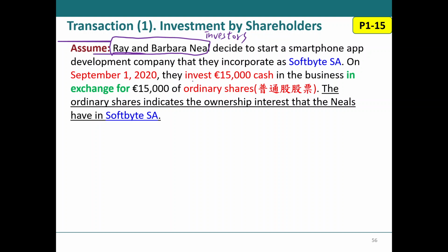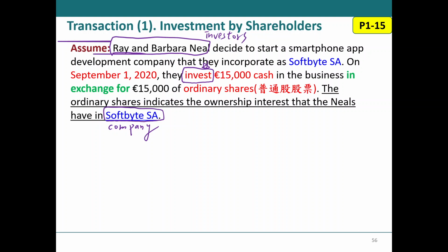What are they going to do? They try to invest. Did you find the keyword? Invest. So investors invest money in the company. SoftBuy is the company. Okay?